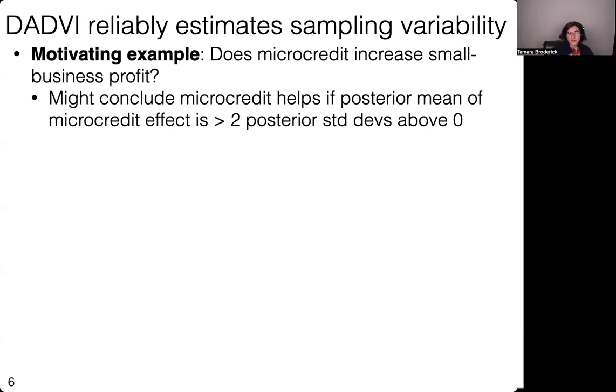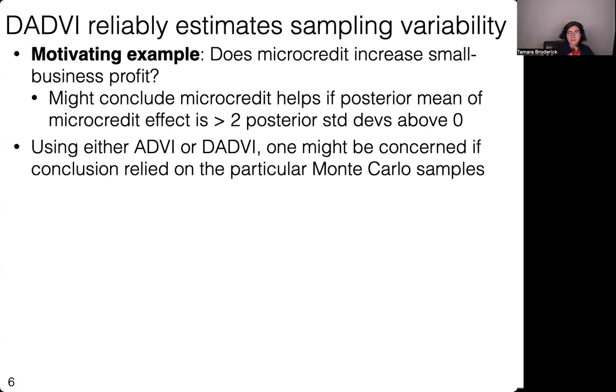And in particular, we might conclude that microcredit is helping if the posterior mean of this parameter is over 2 standard deviations above 0. That is to say that the posterior mean is positive. Our best guess is that the parameter is positive, and that it's 2 standard deviations above 0. That is to say we believe that with high probability under the posterior that it's positive. Okay, so that's the kind of way we might reach a conclusion using Bayesian inference in this example.